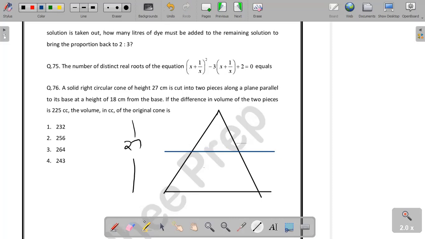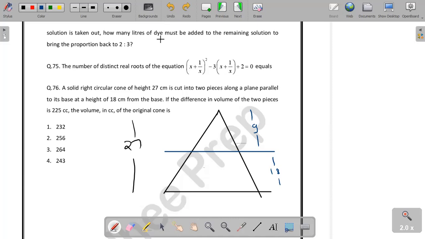A cut has been made at a height of 18 centimeters from the base. So this height would be 9 and this height would be 18. If the difference in the volume of the two pieces is... okay, so you have to understand one thing. This is 9, this is 27. So 1 by 3 is the ratio. This and this are similar, the full cone and this smaller one. So 1 by 3 turns into 1 by 27.